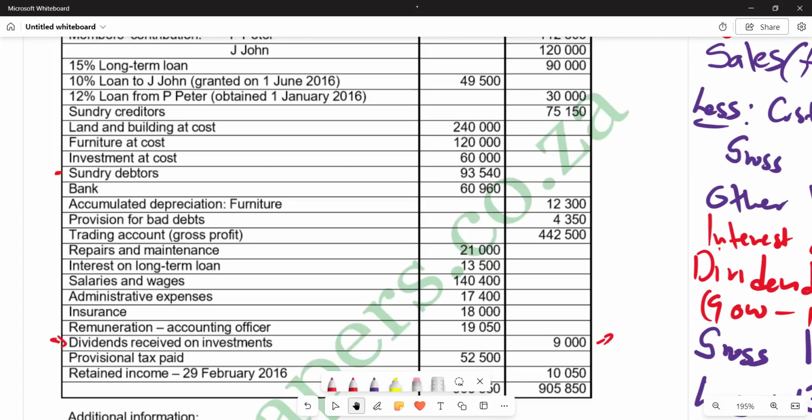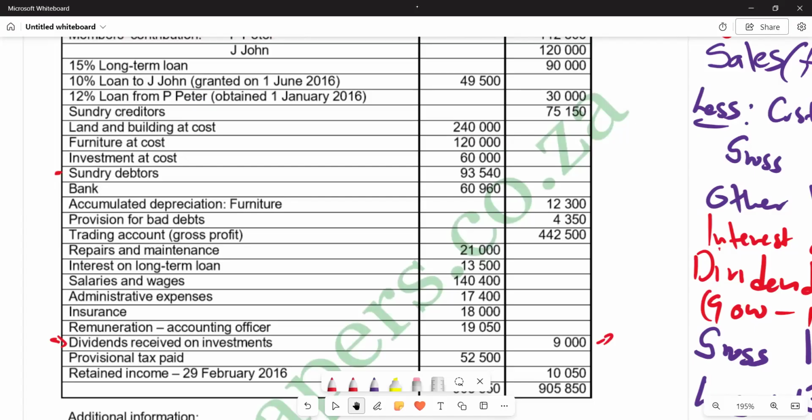Then after that, we also have to go to additional information to find if we have any other expense given after repairs and maintenance. If you come to the list of balances, we are given that after repairs and maintenance, we've got interest on long-term loan, which we are given as 13,500. So we are not going to consider this. This just represents the interest that was paid. We need the interest for the period.